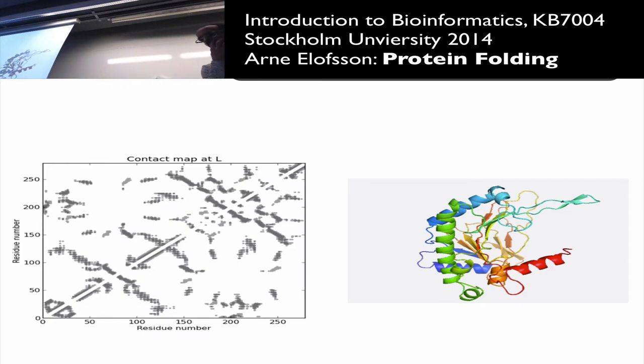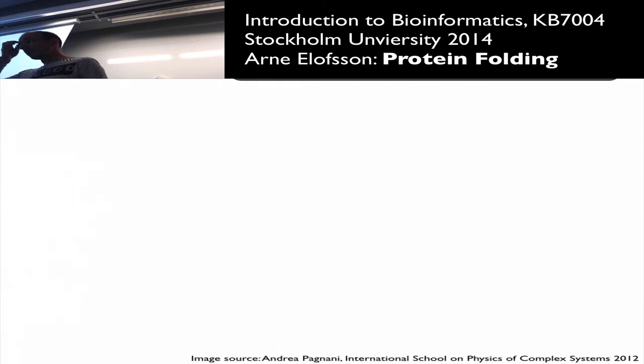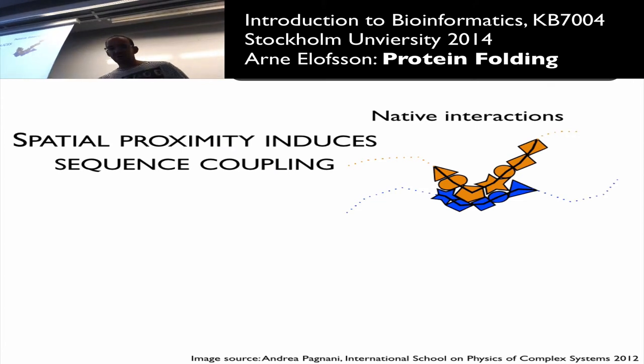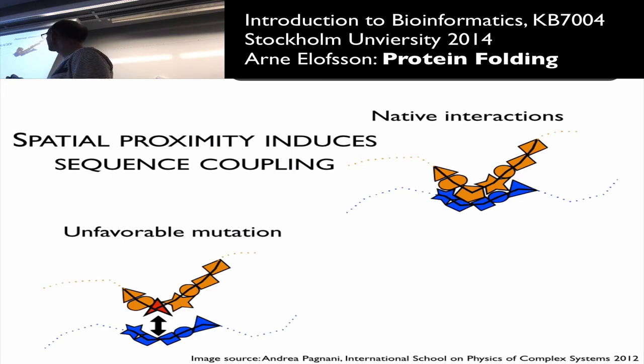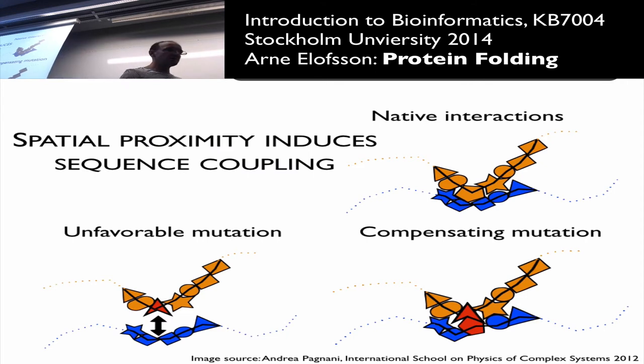People worked on this for quite a long time, but until a few years ago it didn't really work. The idea is that if you have a contact in a protein, then these residues are interacting. But then you have a mutation that changes this pentagon to an arrow. This is not favorable, so the protein gets less stable. But then you can have a compensating mutation that changes this square to a pentagon, so that it fits better. So you can have correlation between positions in the protein sequence.